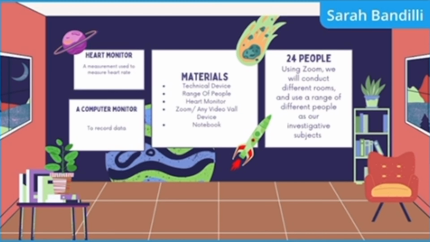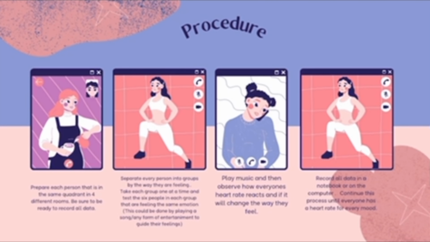a range of people, specifically 24 people, with a different range of ages, Zoom or any video call device, a heart monitor, and a notebook to write down all our information. First, we will prepare each person and put them into 6 separate rooms depending on their category of how they feel, which is red, yellow, blue, and green. Based on these, we will play a song to each group and test the before and after effect on their heart rate. Then we will record all the data and compare them to how they reacted.